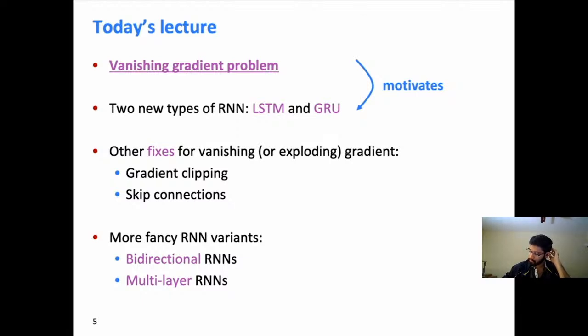So in particular, we're going to learn about gradient clipping, which is fairly simple but quite important. And we're also going to learn about skip connections, which is a fairly new neural architecture which tries to fix the vanishing gradient problem. And then at the end of the lecture, we're going to learn about some more fancy RNN variants, such as bidirectional RNNs. Those are ones which go not just left to right, but also right to left. And we're going to learn about multi-layer RNNs, and that's when you stack multiple RNNs on top of each other.